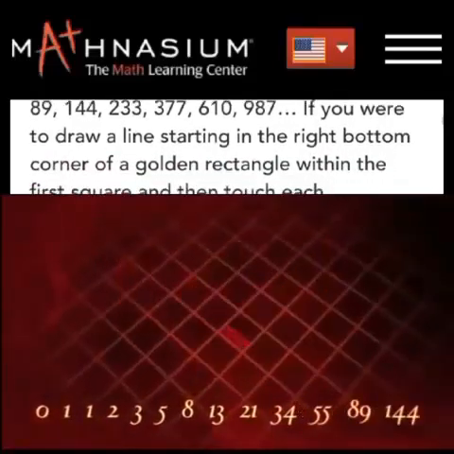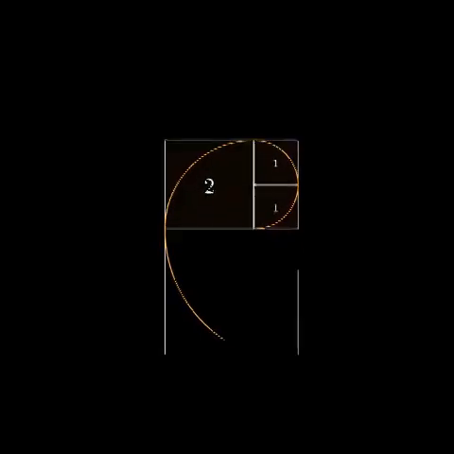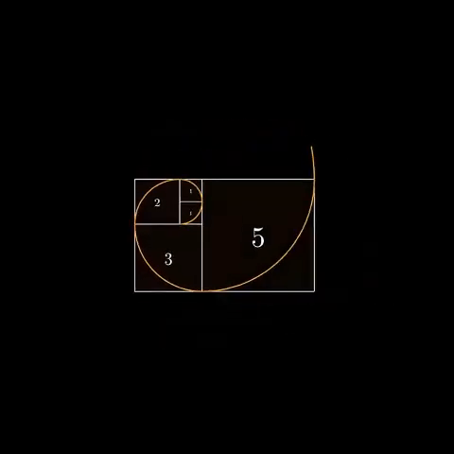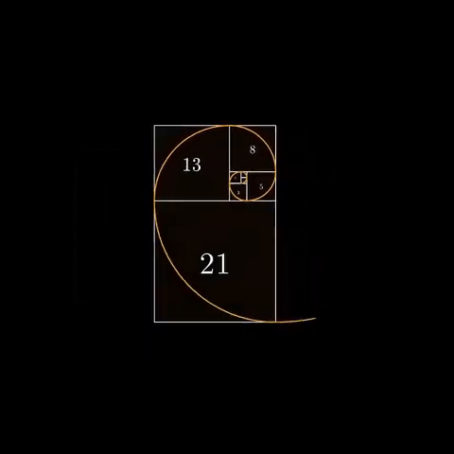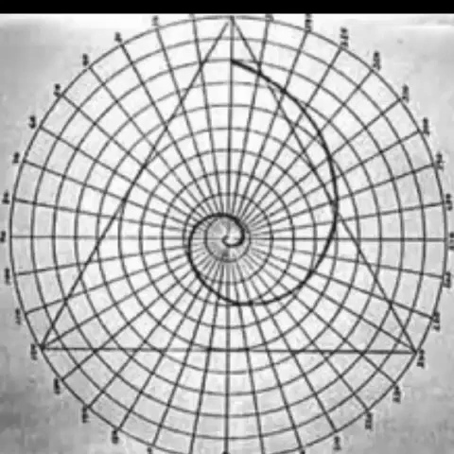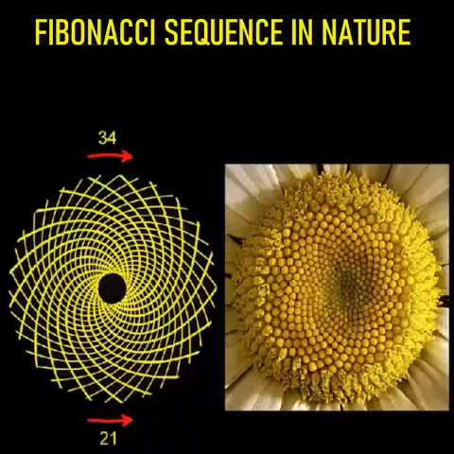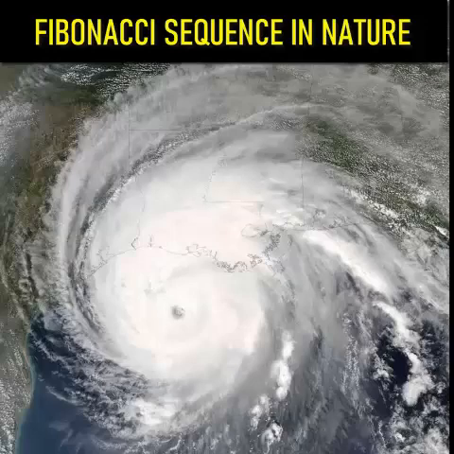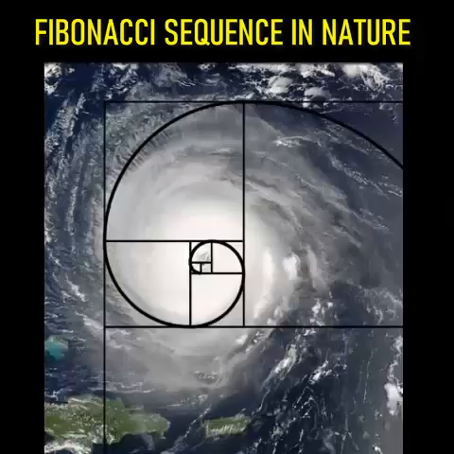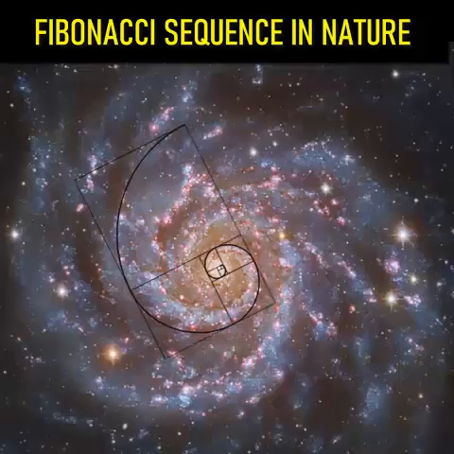And if you were to draw a line starting in the bottom right corner of a golden rectangle within the first square and then touching each succeeding square outside the corners, you would create a Fibonacci spiral. This famous pattern shows up everywhere in nature, including flowers, pine cones, hurricanes, and even huge spiral galaxies in space. Humans have known about the golden ratio for at least 4,000 years, some say even longer.